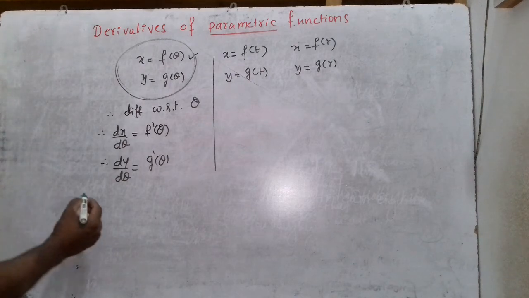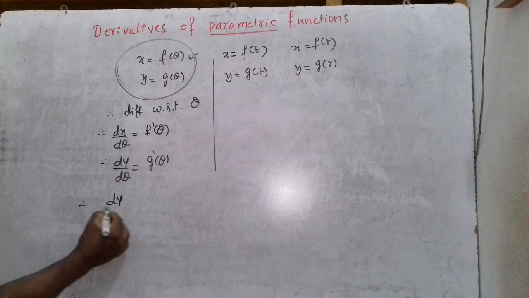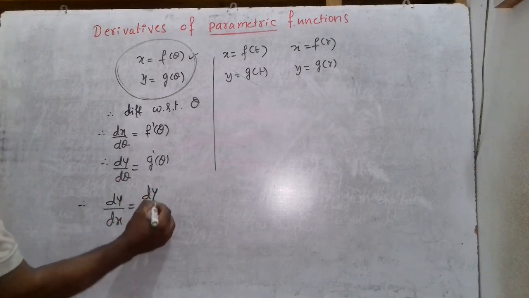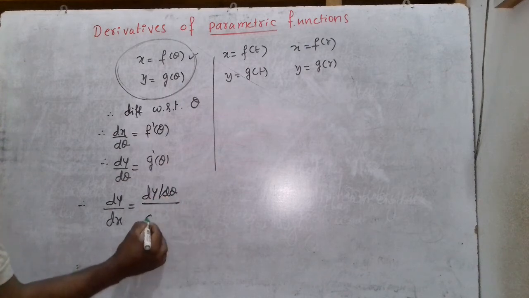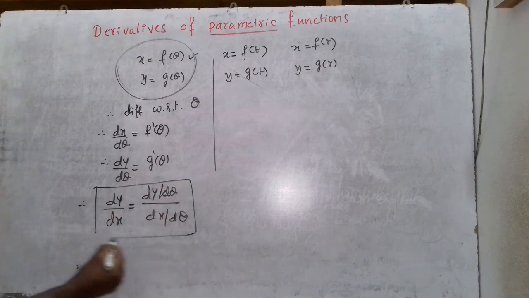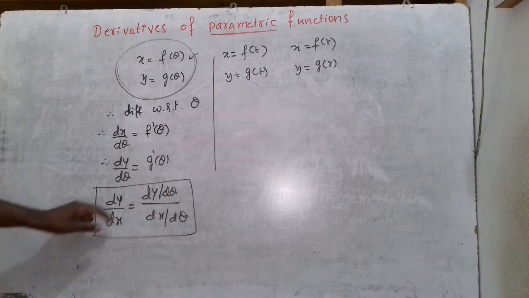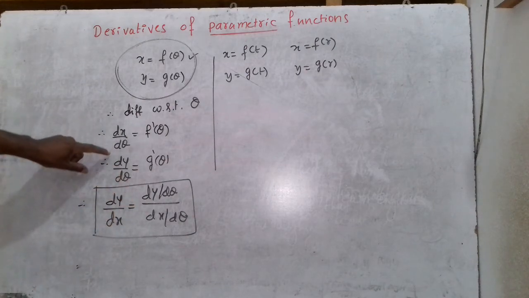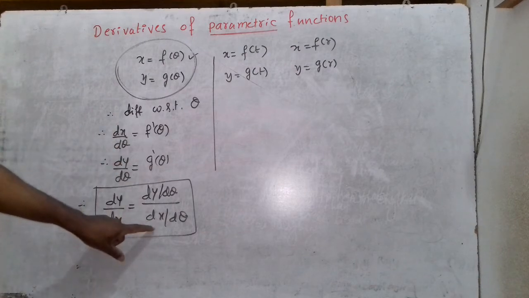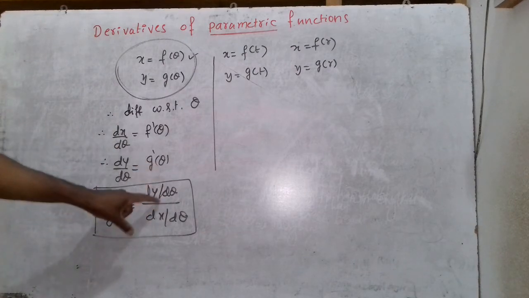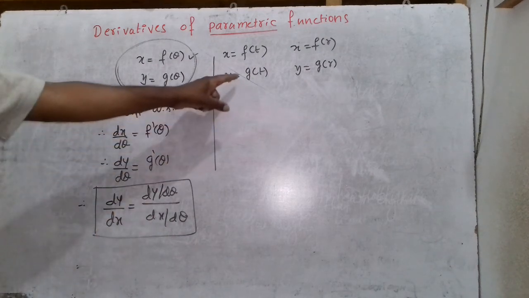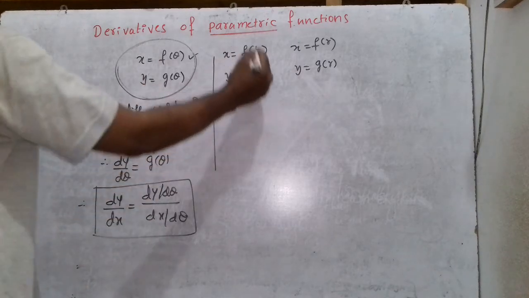So therefore, to find dy by dx, this equals dy by d theta divided by dx by d theta. Remember this one. To find dy by dx, put dy by d theta in the numerator and dx by d theta in the denominator. The division of these gives dy by dx.